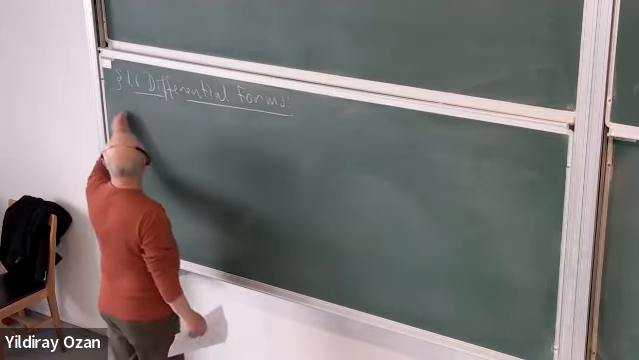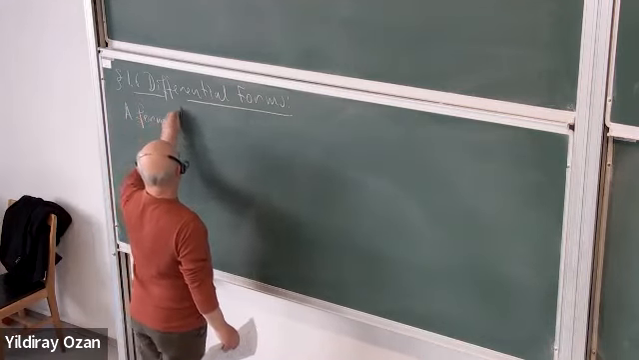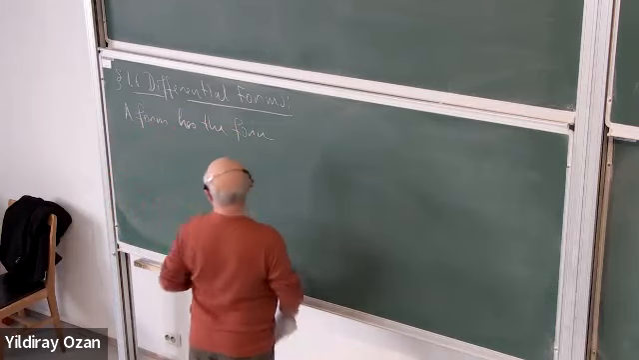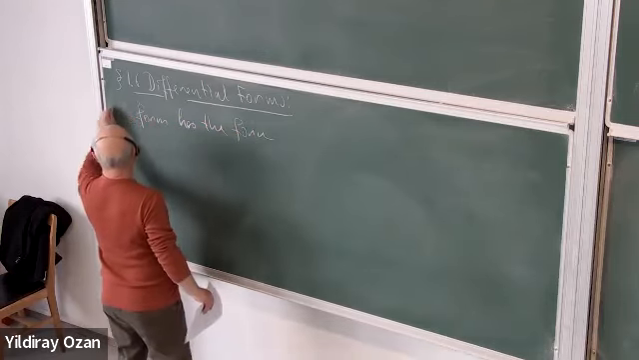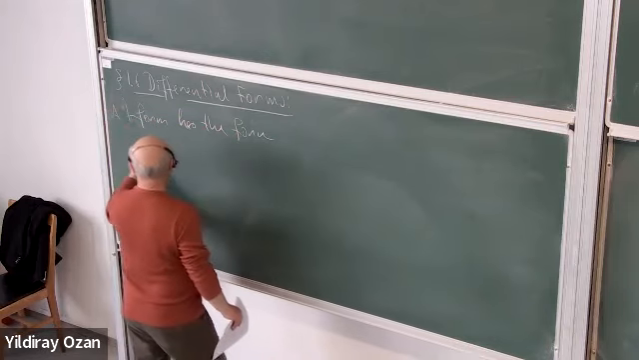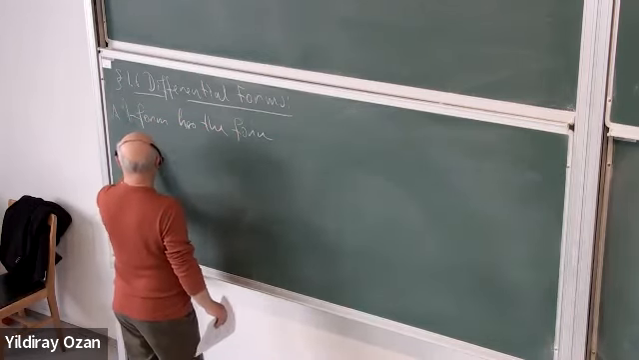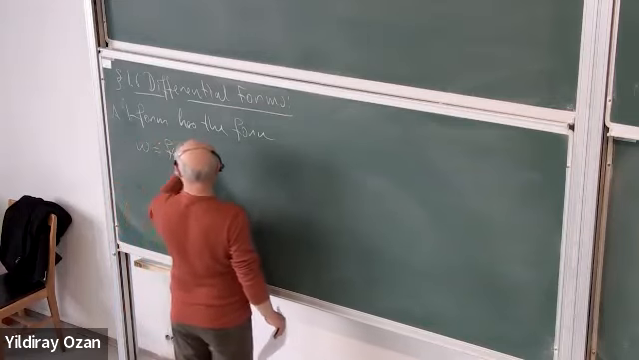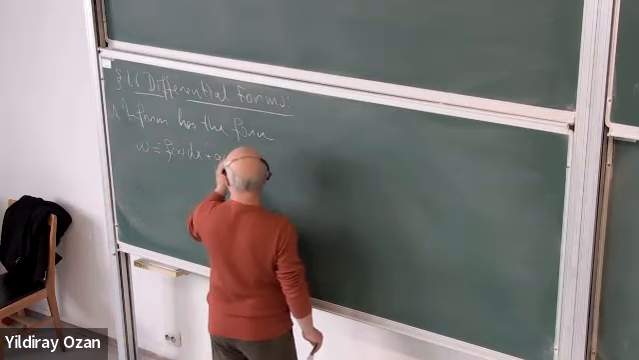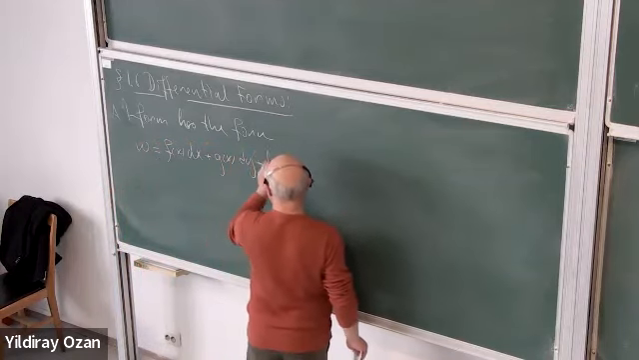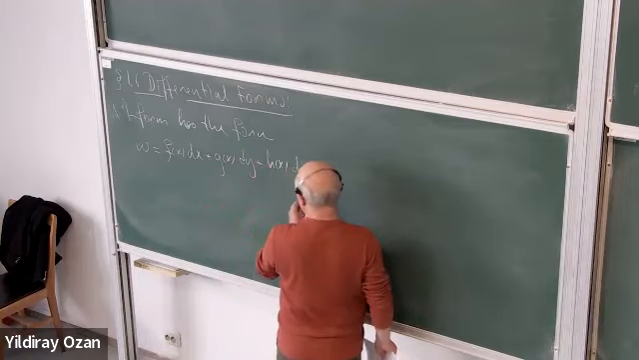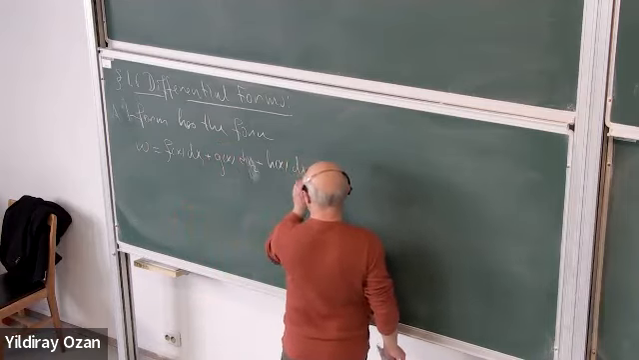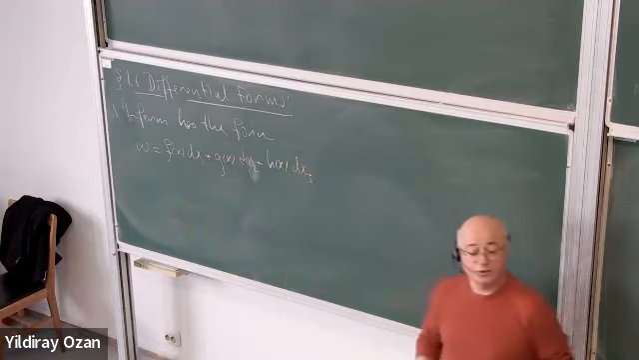So a one form has the form, something like this: some function f dx plus another function g dy, and then h dx1, dx2, dx3. You'll see two forms.